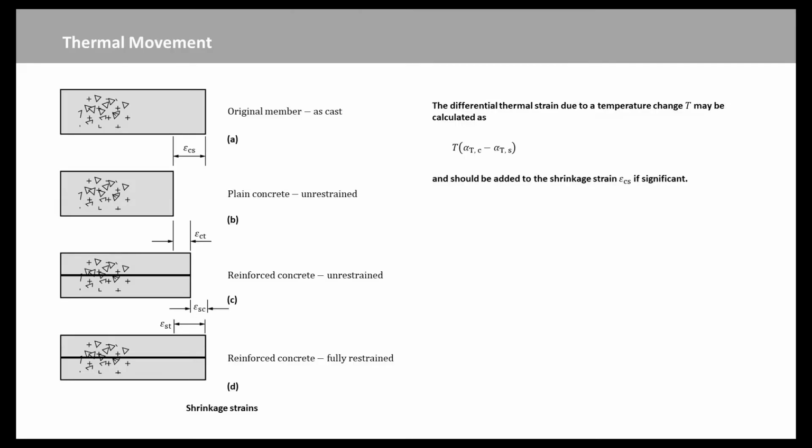For thermal movement, as the coefficients of thermal expansion of steel and concrete, alpha Ts and alpha Tc, are similar, differential movement between the steel and concrete will only be very small and is unlikely to cause cracking. The differential thermal strain due to a temperature change T may be calculated as this equation, and should be added to the shrinkage strain epsilon Cs if significant.